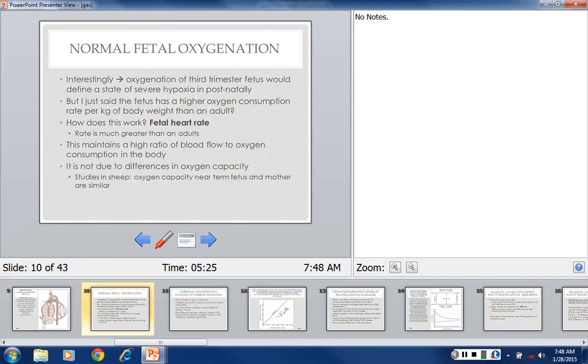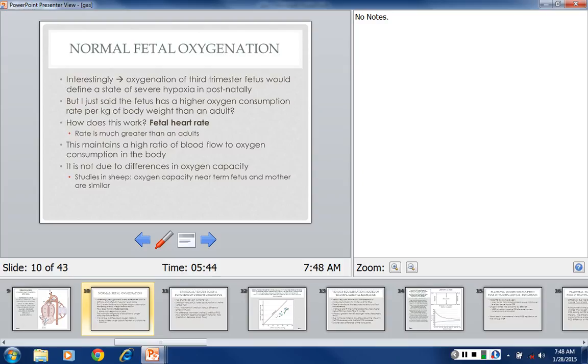Interestingly, oxygenation of the third trimester fetus would actually define a state of severe hypoxia postnatally, through the adaptive changes. But as I just said, there's a higher oxygen consumption rate per kilogram versus an adult and a neonate. So how does this work?